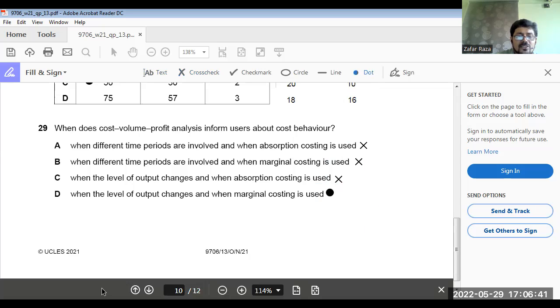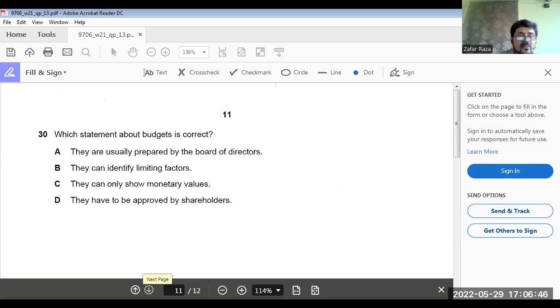Now move to the last question. Which statement about budget is correct? They are usually prepared by the board of directors? I don't think so. They can only show monetary values? No. They have to be approved by shareholders? No. So B option is the answer.